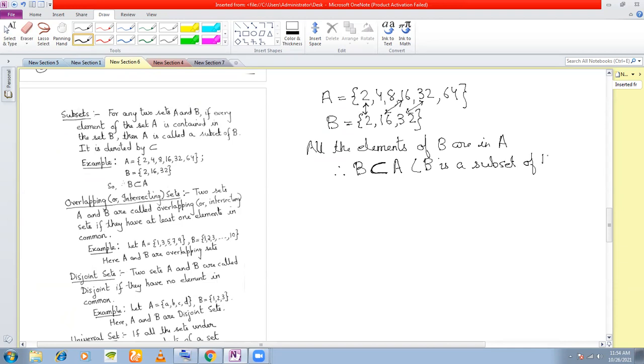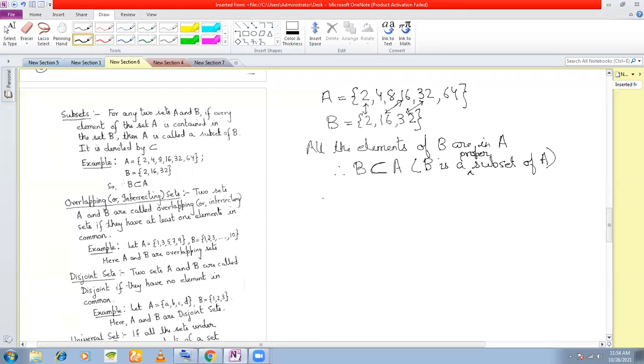But we will not go into the definition of proper subset. There is a very small difference between subset and proper subset, so we'll not get into the definition of proper subsets. We just leave it at, we say that B is a proper subset of A. Okay.